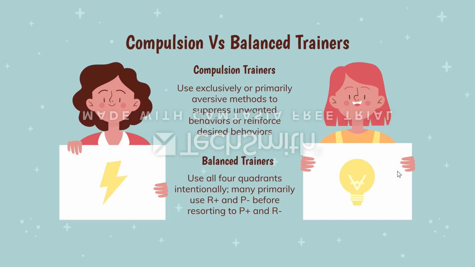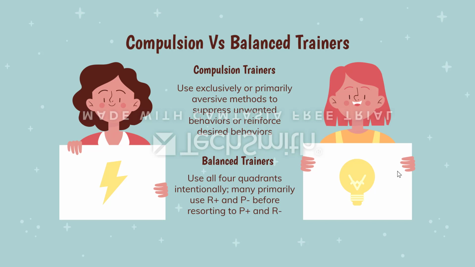Balance trainers are going to be trainers that intentionally use all four quadrants. So many primarily use positive reinforcement and negative punishment before they resort to positive punishment and negative reinforcement. But that's not even across the board.